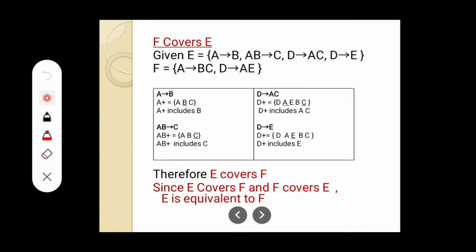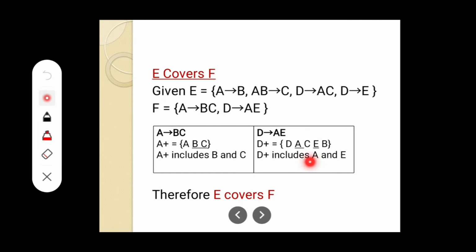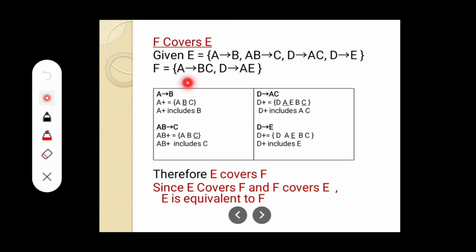Clear? So if any one of these conditions is not true, then we don't have to proceed further. We can directly say that E is not equivalent to F. Okay, suppose all the conditions are satisfied here. Here we started with the first functional dependency and this condition is not satisfied. This condition is not satisfied means the closure does not contain the RHS of this. If such a condition occurs, we don't have to go further. We can stop here and conclude that E is not equivalent to F. Okay, this is one example.